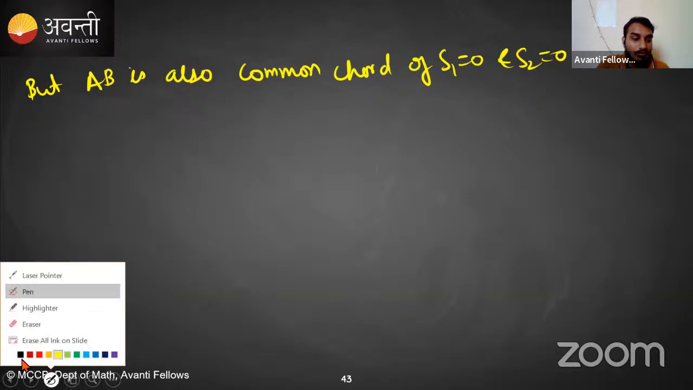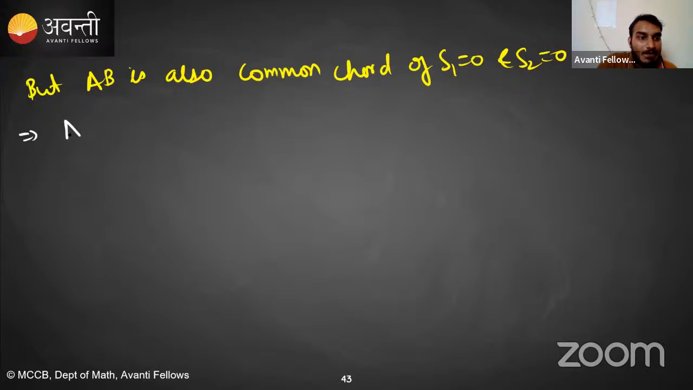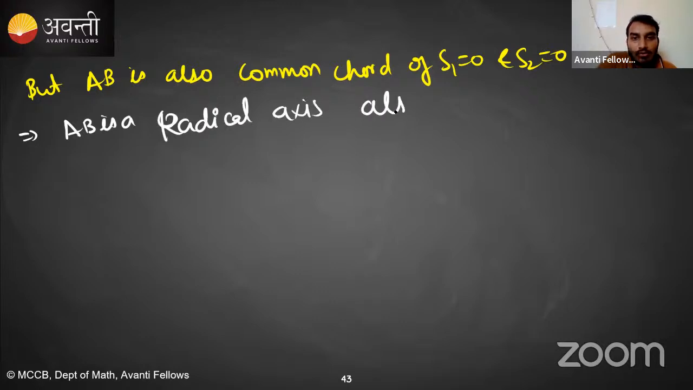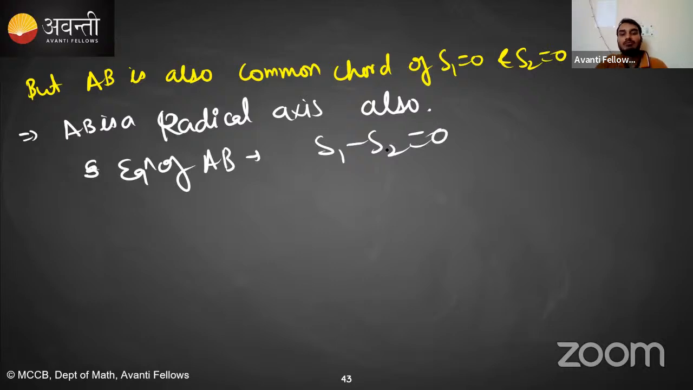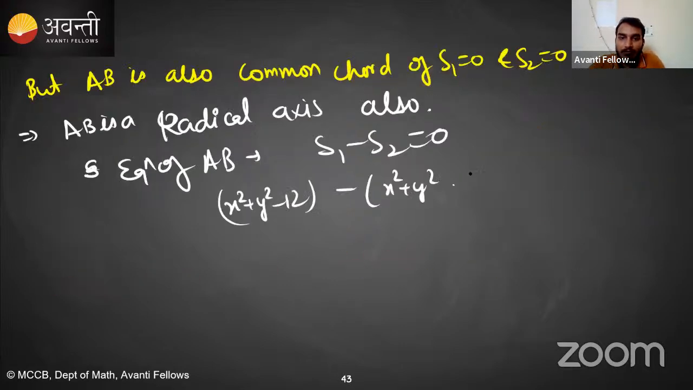So you can say that it implies AB is a radical axis also, right? So what is the radical axis? The equation of the radical axis, so the equation of AB can be given as S1 minus S2 is equal to 0. S1 is x square plus y square minus 12. S2 is x square plus y square minus 5x plus 3y minus 2 equal to 0.